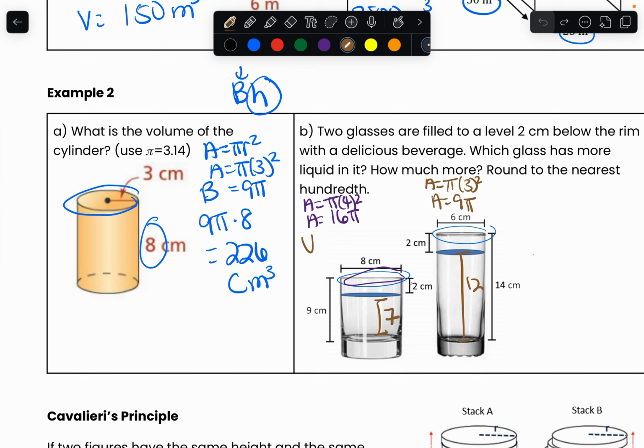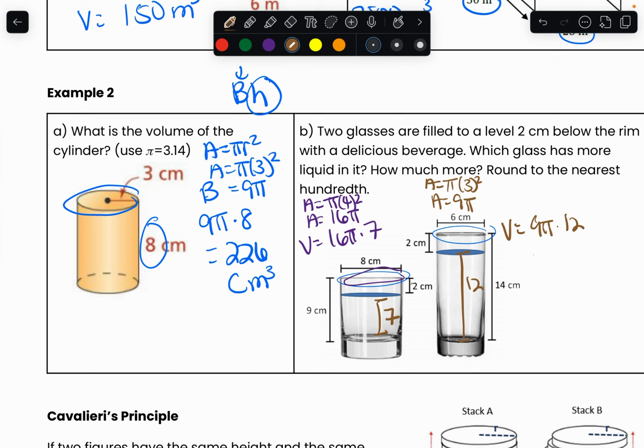So my volume here for my first shape will be volume equals 16 pi times 7. And for my other one right here, it will be volume equals 9 pi times 12. Now you just have to calculate which one is going to be the bigger number. So let's go and do it.